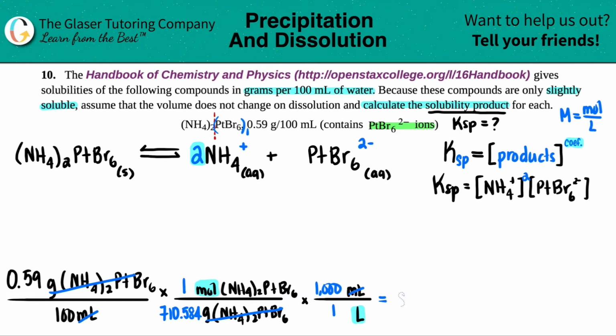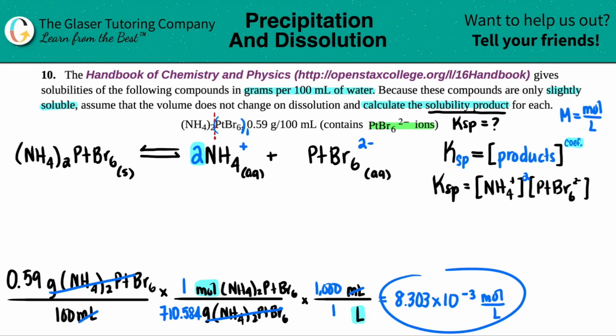Okay, I'll put this in scientific notation. 8.303, that's good enough, times 10 to the negative 3. And that's moles over liter, which remember is capital M. And this is the molarity that we just converted from the original. So that's this number, 8.303 times 10 to the negative third molarity.